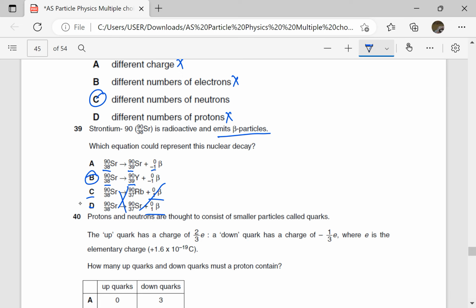So this is going to be B. It can't be A because if the proton number has changed, it cannot remain strontium. Unless the nucleon number changes but the proton number has not changed, then it can remain strontium. So the answer is going to be B, because the proton number has changed, so it must belong to a different element.